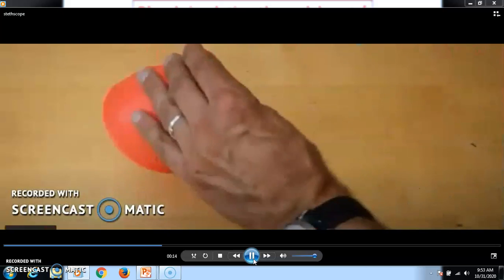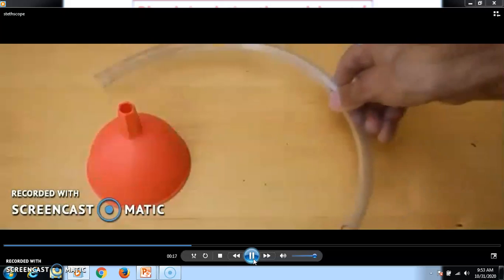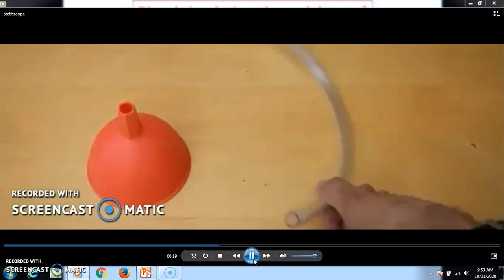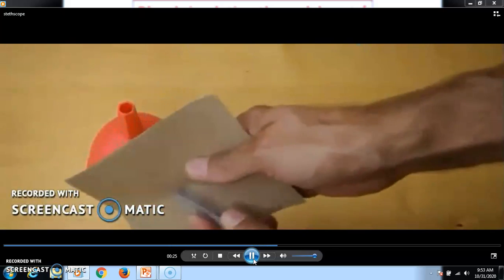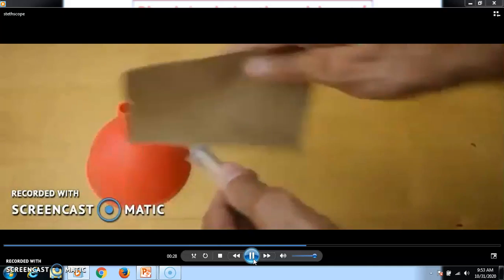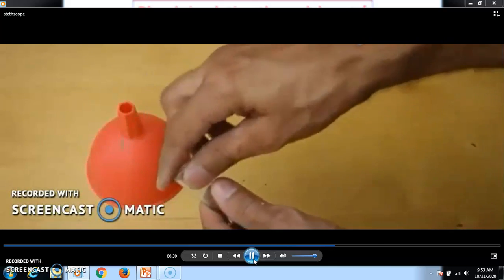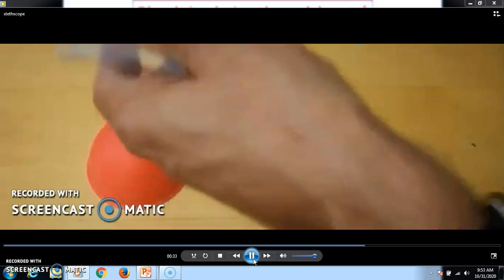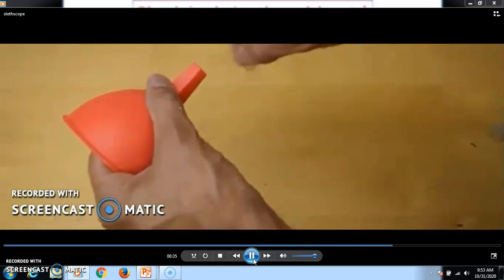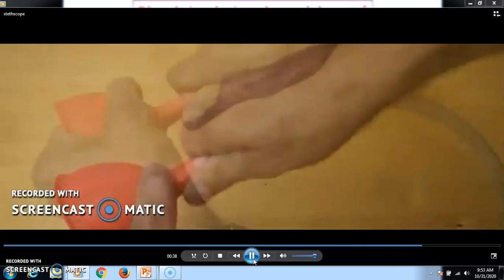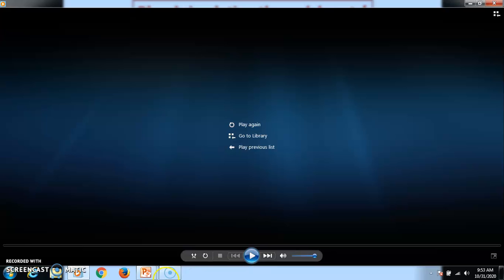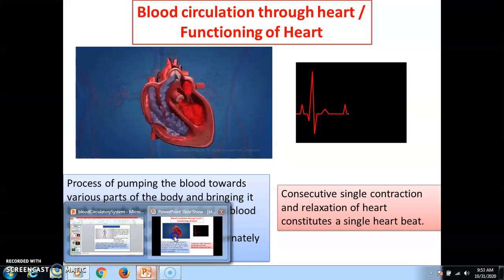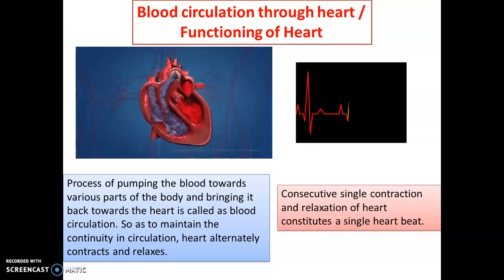We require a funnel, as you can see, and a long rubber tube with openings at both ends. We fix one end of the rubber tube onto the funnel, and this becomes our stethoscope. Children, you all understood now how we can measure our own heartbeats.